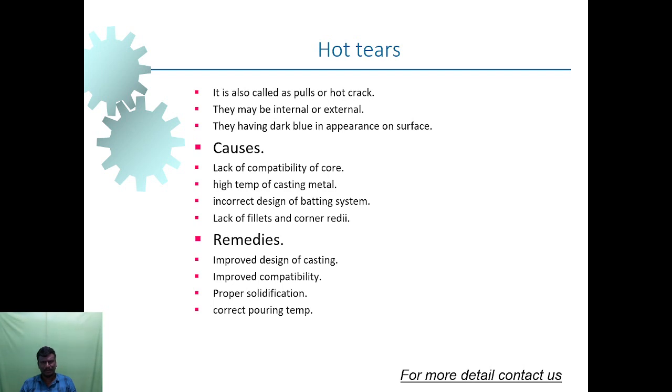Hot tears are also called pulls and hot cracks. They may be internal or external, having a dark blue appearance on the surface. Causes for hot tears are lack of collapsibility of the core, high temperature of castings, incorrect design of gating system, and lack of fillets and corners. Remedies are improved design of casting, improved collapsibility, proper solidification, and correct pouring temperature. Thank you.